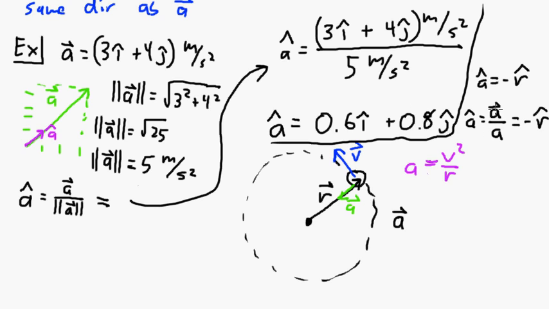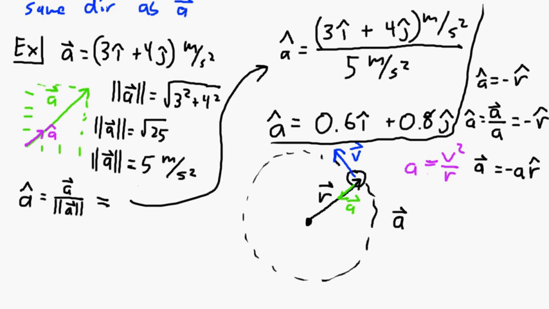Now, we can take this side, this bit here, and we can find that a hat, or sorry, not a hat, no, the a vector. So we know a vector divided by a is equal to negative r hat, I'm sorry. Okay, so we can get to here.